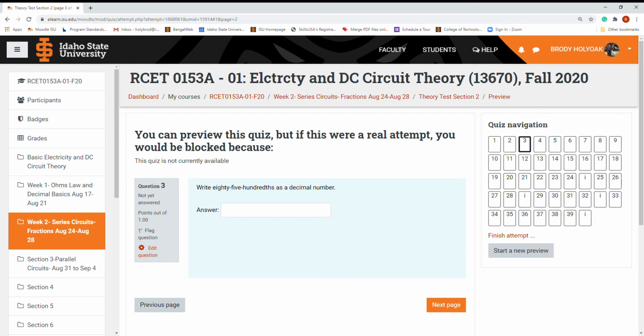And same with this. So hundredths. We have the THS, which means it's less than 1. So our answer is 0.85. Do we have a oneths place? No.